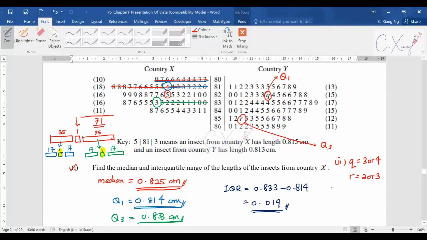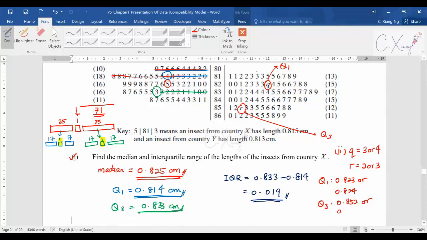Which means your Q1 might have two values. Q1 can be 0.823 or 0.824. How about your Q3? Your Q3 can be 0.852 or 0.853. So these are the summary that I can get now.